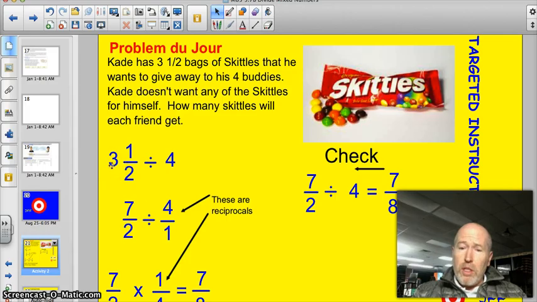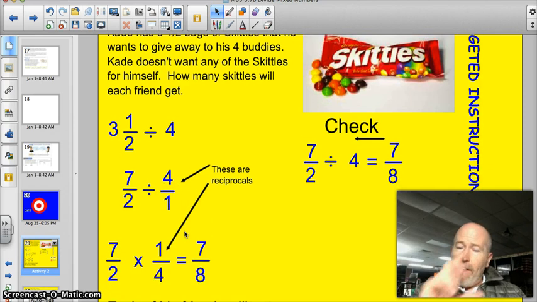You change the mixed number into an improper fraction. So 3 times 2 is 6, plus 1 gives me 7 halves. So there's my improper fraction. And I'm dividing it by 4, divided by 4 over 1. What do you suppose I do? Flip it. You betcha. Use the reciprocal and then you multiply.